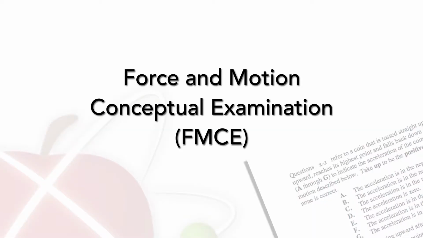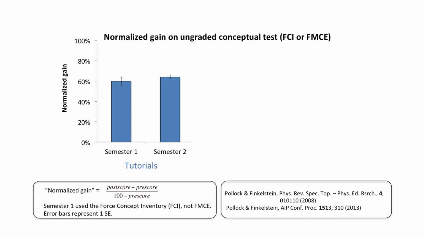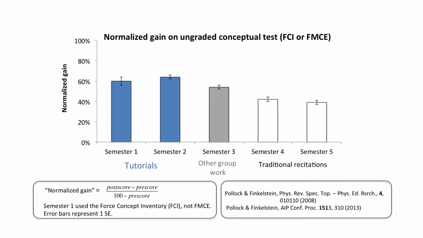Dr. Pollock gave a common test of conceptual understanding, called the Force and Motion Conceptual Examination, or FMCE, to students in all of these classes. In the classes using tutorials, students learned a large fraction of what they didn't already know coming into the course, called a normalized gain. In the next semester, gains were slightly lower. In the traditionally taught recitations, the gains were the lowest of all.